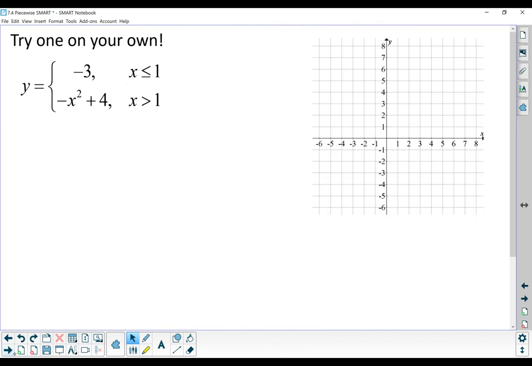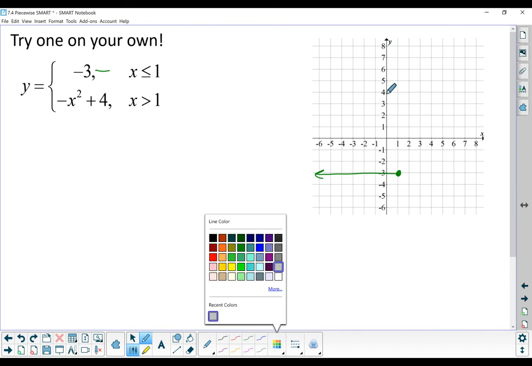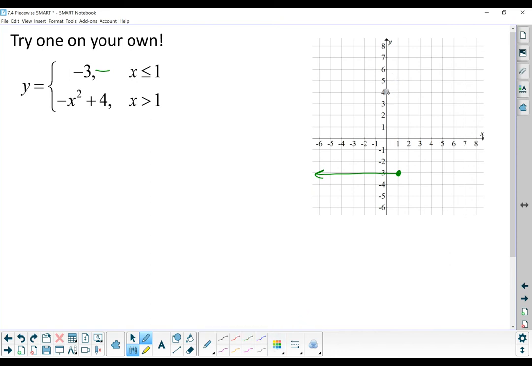All right, there's one for you to try. I'm going to graph it really quick in case you want to pause, try it, and check your work. The first piece is -3, which is a horizontal line for x less than 1, included on the boundary. So we should have this piece. And then a parabola that has been reflected. I need to graph this one in gray. The vertex is here at 4, and it's going to go down 1, 3, 5.